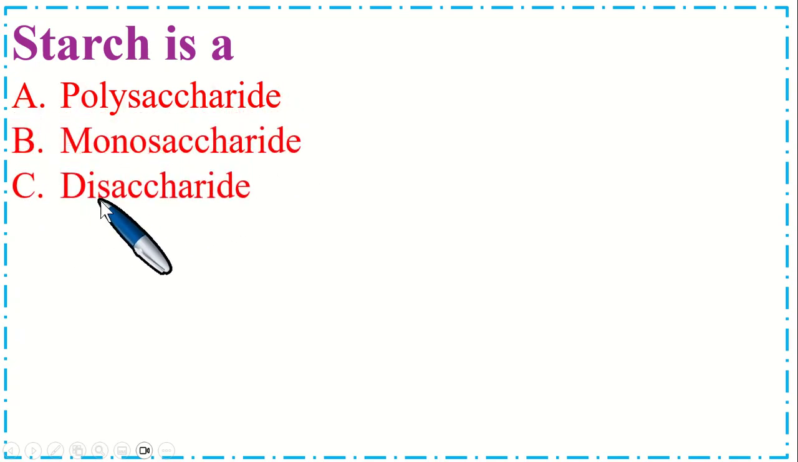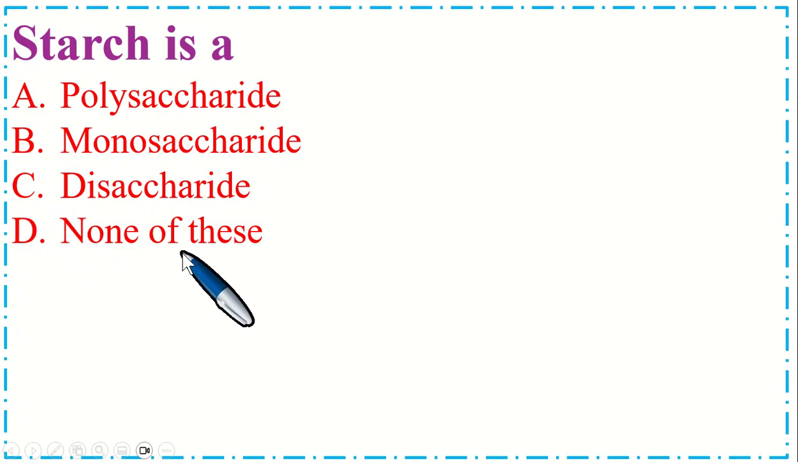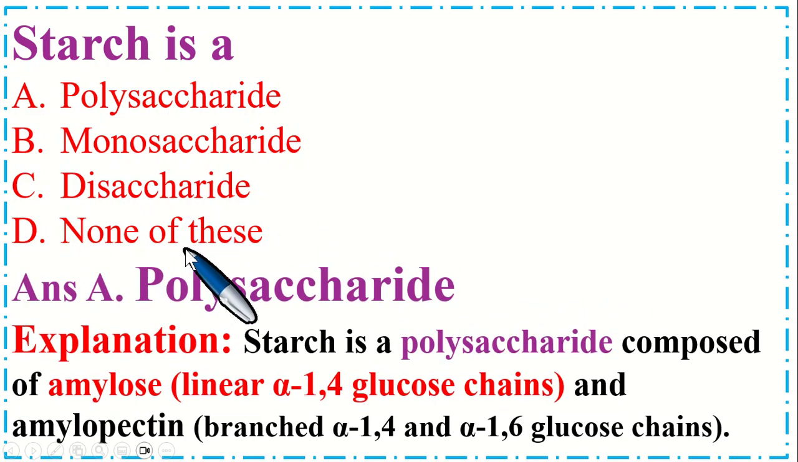Dear students, this is a very important MCQ. Starch is a option A polysaccharide, B monosaccharide, option C disaccharide and option D none of these. So the correct option is A polysaccharide. Starch is a polysaccharide composed of amylose, linear alpha 1-4 glucose chains, and amylopectin, branched alpha 1-4 and alpha 1-6 glucose chains.